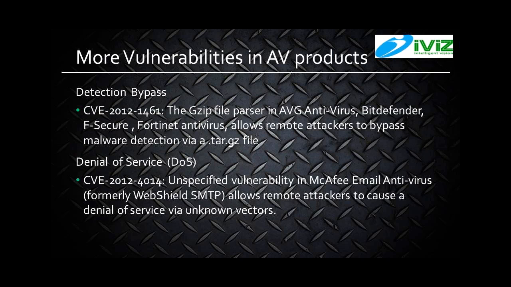The next slide is on a few more vulnerabilities in antivirus. For example, the gzip file parser in AVG or in Fortinet, etc., allows remote attackers to bypass malware detection via a tar.gz file. We needed to make some modification to bypass that, and there are several other bypassing mechanisms. Similarly, there were certain other DoS vulnerabilities discovered in antivirus products. I remember one of the companies from Germany actually claimed at one point to have discovered some hundreds of vulnerabilities in antivirus products. I don't think everything got into the CVE, etc., but they claimed it. And I believe antivirus products are definitely one of the low-hanging fruits when it comes to fuzzing and discovering vulnerabilities.